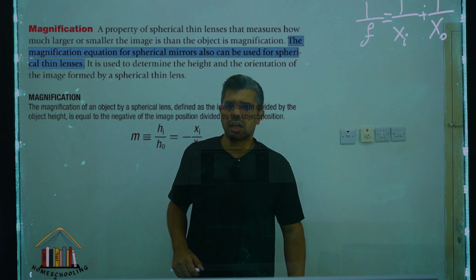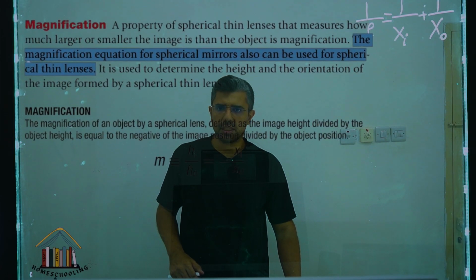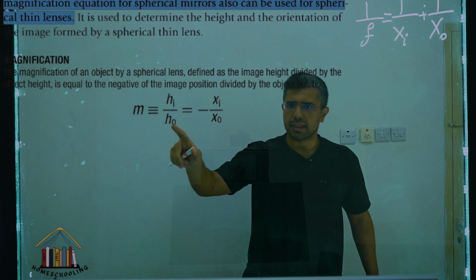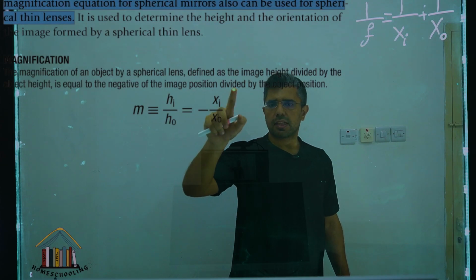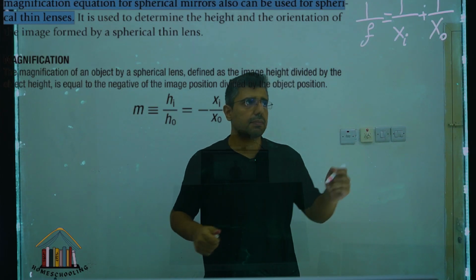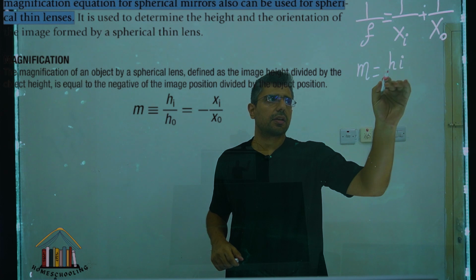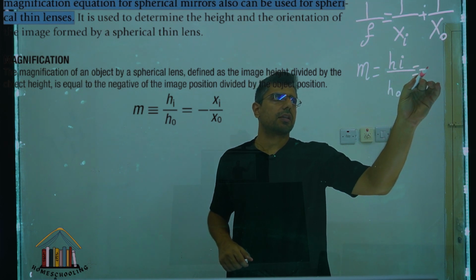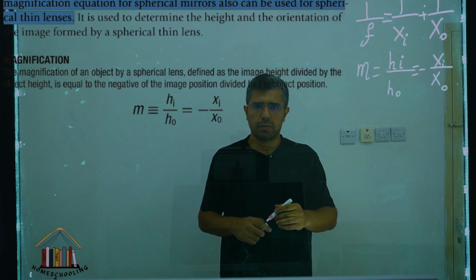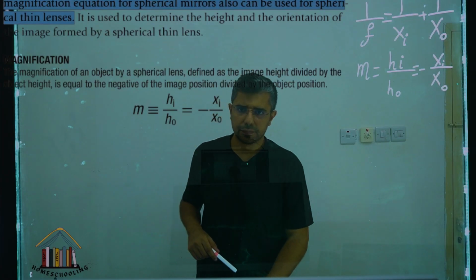Here we are with another equation about the magnification. M stands for the magnification, and it represents the comparison between the height of the image and the height of the object. It's also related to the position of the image and the position of the object. So let's keep this equation in mind. M equals HI over HO, which is equal to minus XI over XO. So we'll keep these two equations for later application.